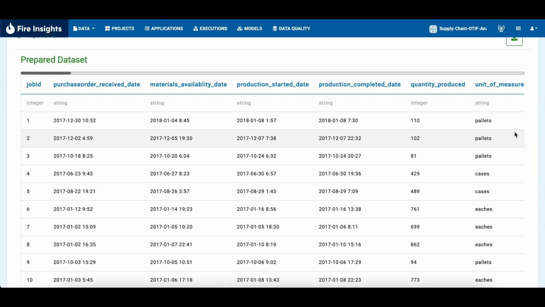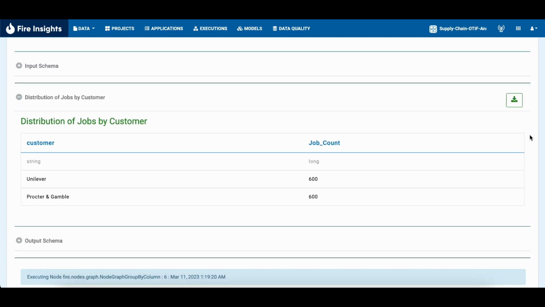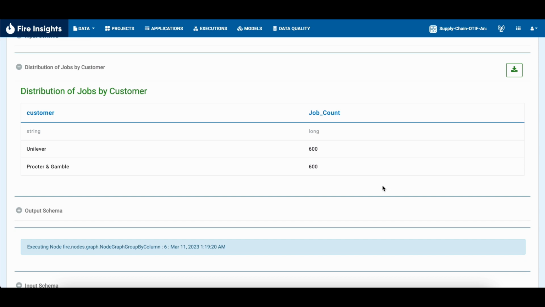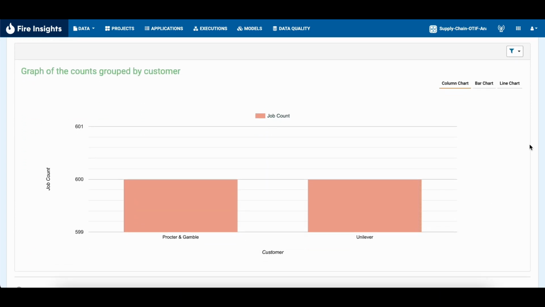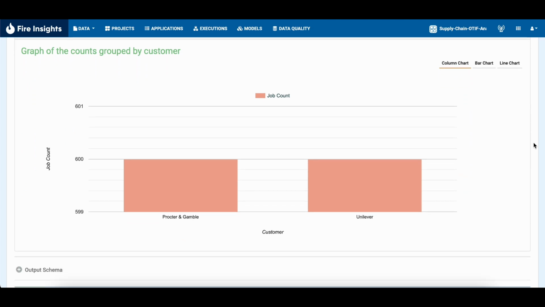The first output that we have is our prepared dataset. This is just a raw printout of our prepared dataset. Next, we have the distribution of jobs by customer. Here we can see our two customers, Unilever and Procter & Gamble, and we can see the job counts. They both have an equal number of job counts, 600 in this dataset. We can also graph these values to get a better understanding and to see it visually.